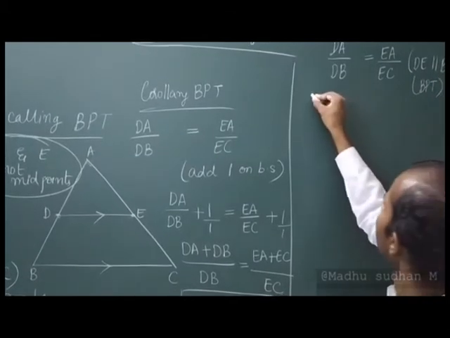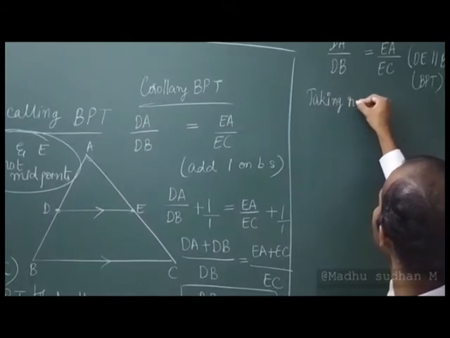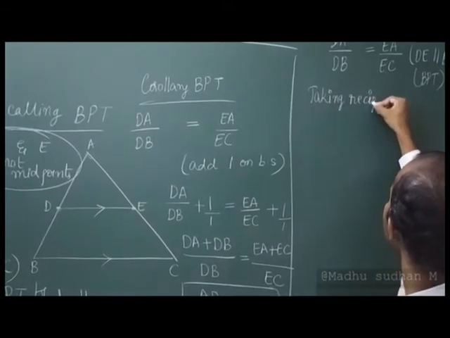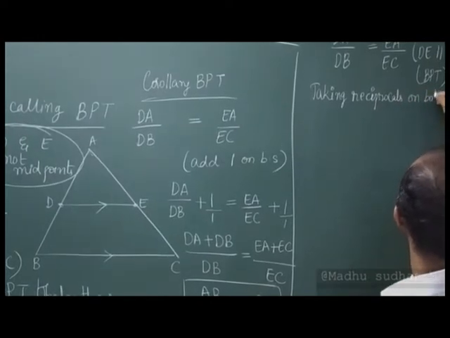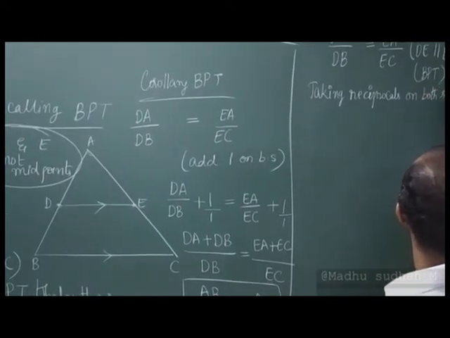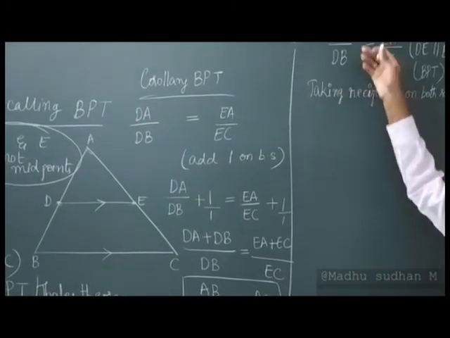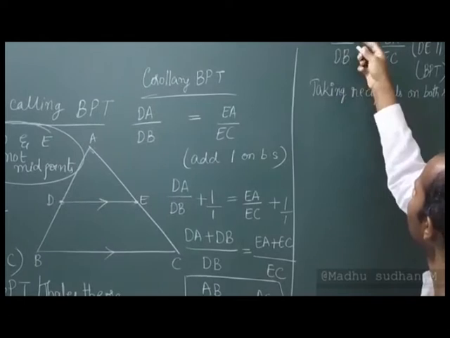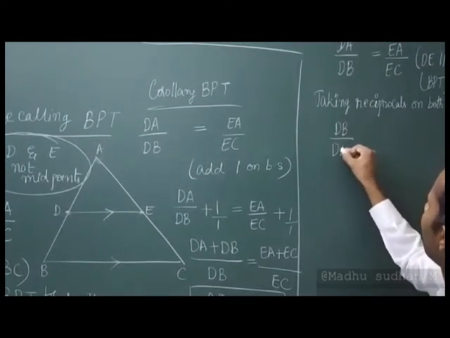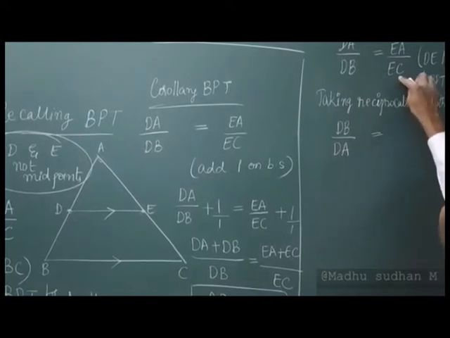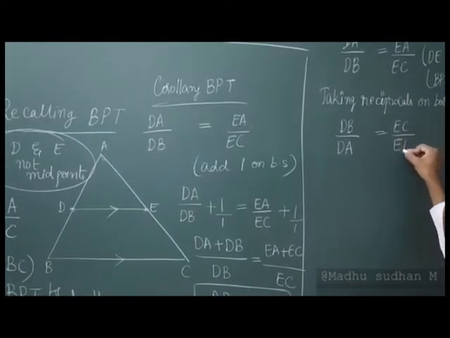Now let me take reciprocals on both sides. What is the meaning of reciprocal? Just take the inverse of that. So here DB by DA is equal to EC by EA.